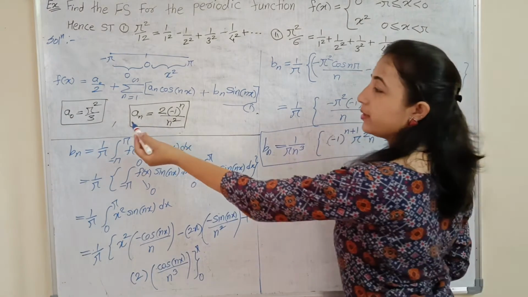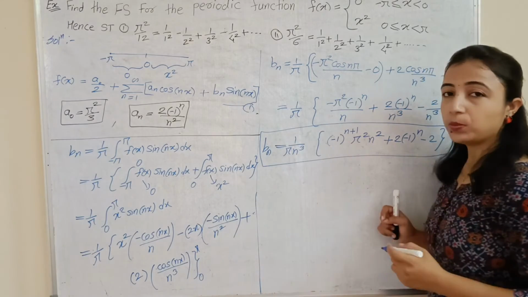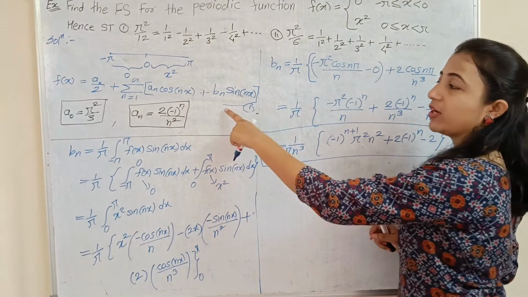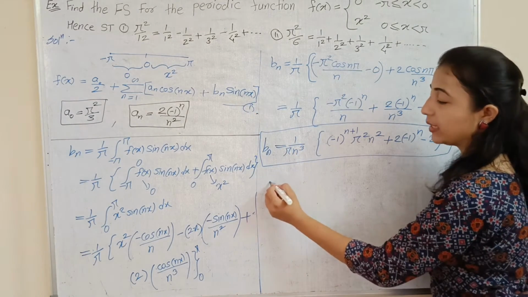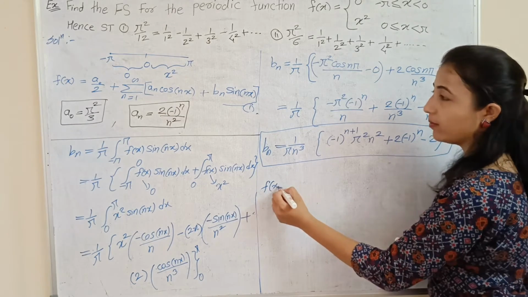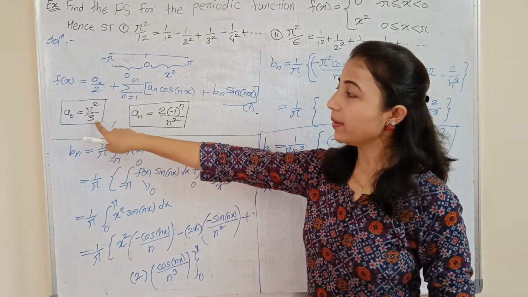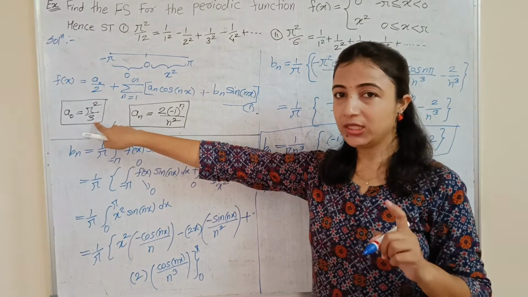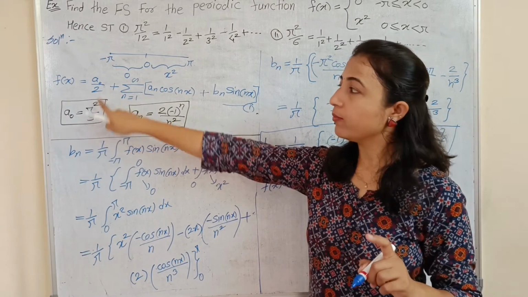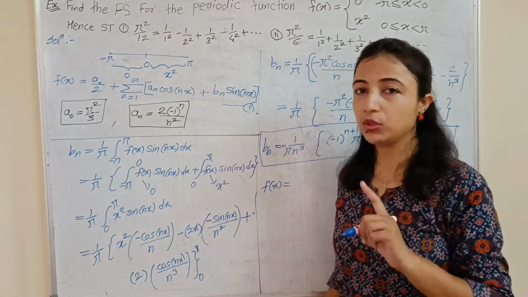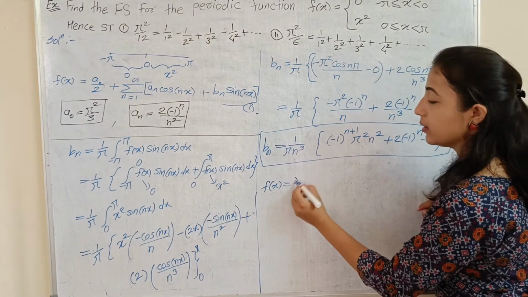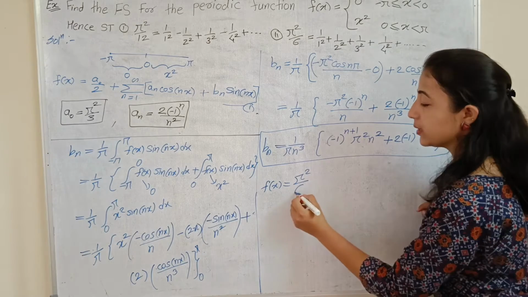So here all three constants are known, so we have to put this a0, an, bn in equation 1. The equation 1, that is our Fourier series f of x, is a0 by 2, a0 is here pi square by 3, already division contains 3, and here we have to divide by 2, so it becomes 2 into 3, so it is pi square by 6.